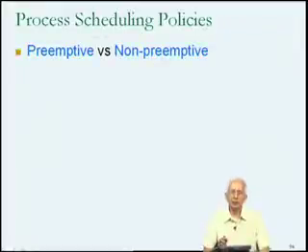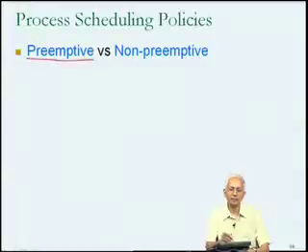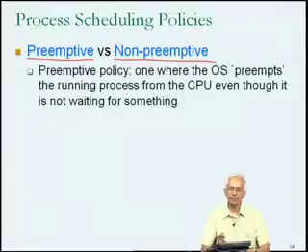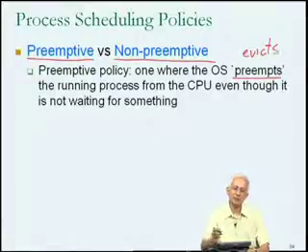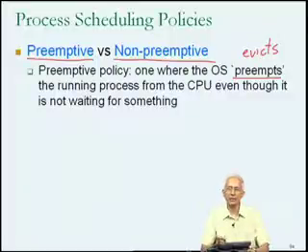Okay, now the alternative, as I said, is that an operating system process scheduler could use something called preemption, as opposed to not doing preemption. And the idea of preemption is that the operating system every once in a while preempts the running process from the CPU even though it is not waiting for something. And what we mean by preempts is evicts. We had used the word evicts in connection with page replacement, replacing one page with another page in main memory. Here we have a similar kind of concept.